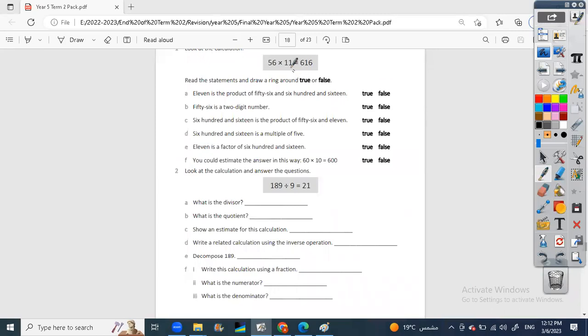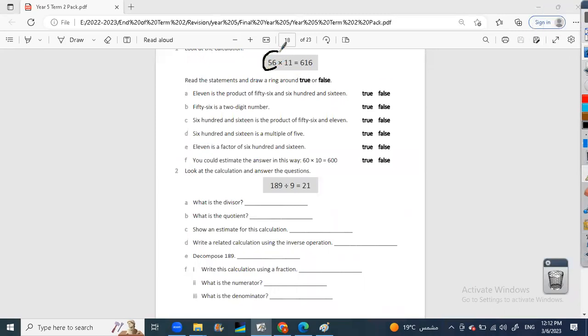Just remember that any number that you are multiplying is called a factor. So 56 is a factor. 11 is a factor. 616 is the product. So the answer of multiplication is called product. Okay, so 11 is the product? No. So this is definitely false. 56 is a 2-digit number? Yes. 616 is the product? Yes. 616 is the product of 56 and 11.